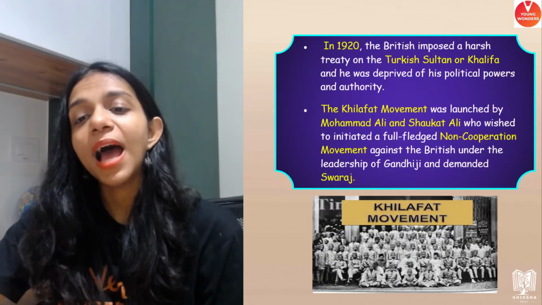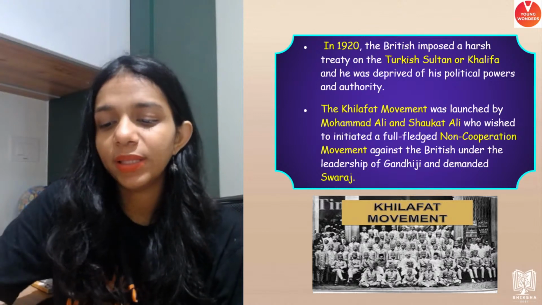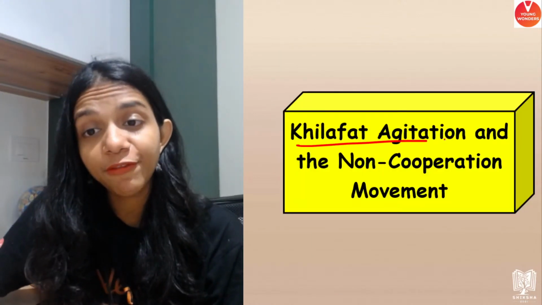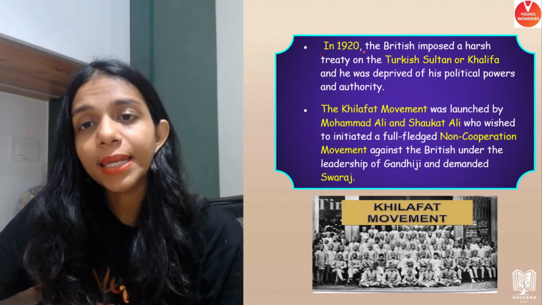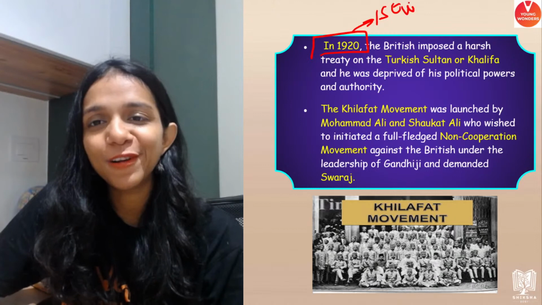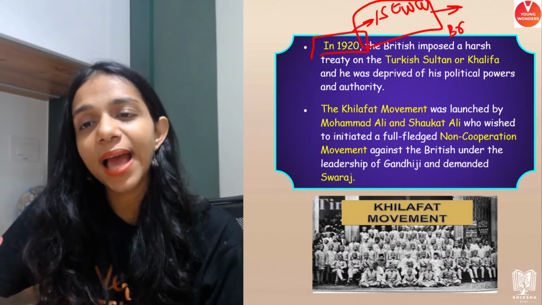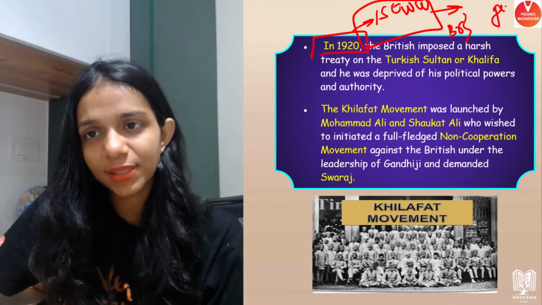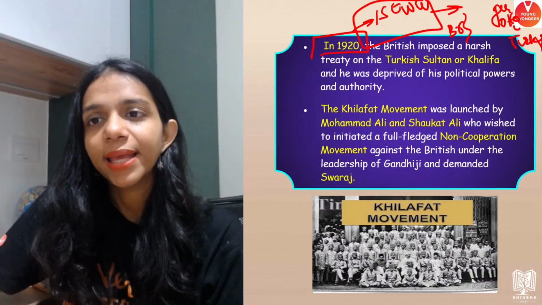Alright, now the Khilafat movement and the non-cooperation movement. एक और चीज हुई थी and that is the Khilafat agitation. What is the Khilafat agitation? In 1920, okay, first of all you have to understand, First World War हुआ था, ठीक है? तो इन द फर्स्ट वर्ल्ड वॉर, एक साइड पे ब्रिटिशर्स थे, दूसरे साइड पे जर्मनी, ऑटोमन एम्पायर, जिसको हम टर्की बोलते हैं आज, ये लोग थे.